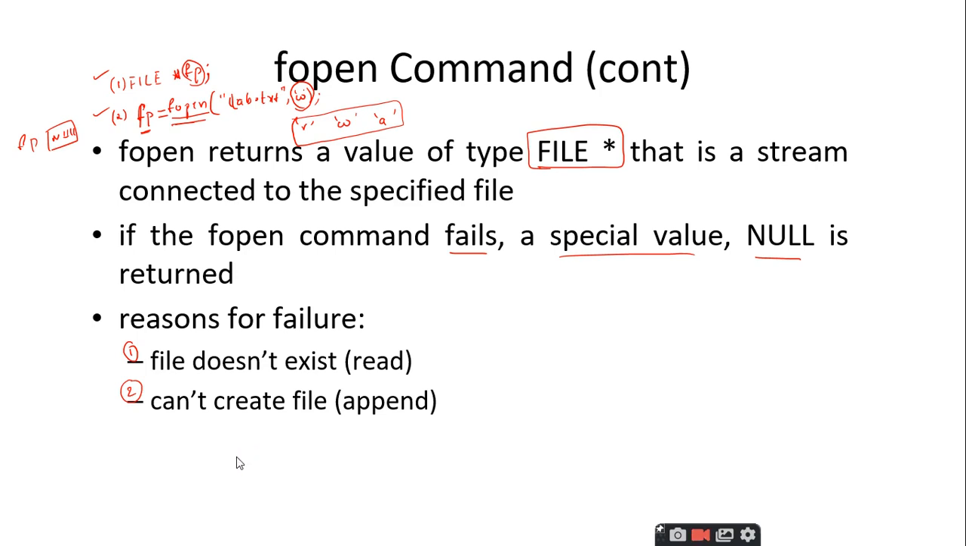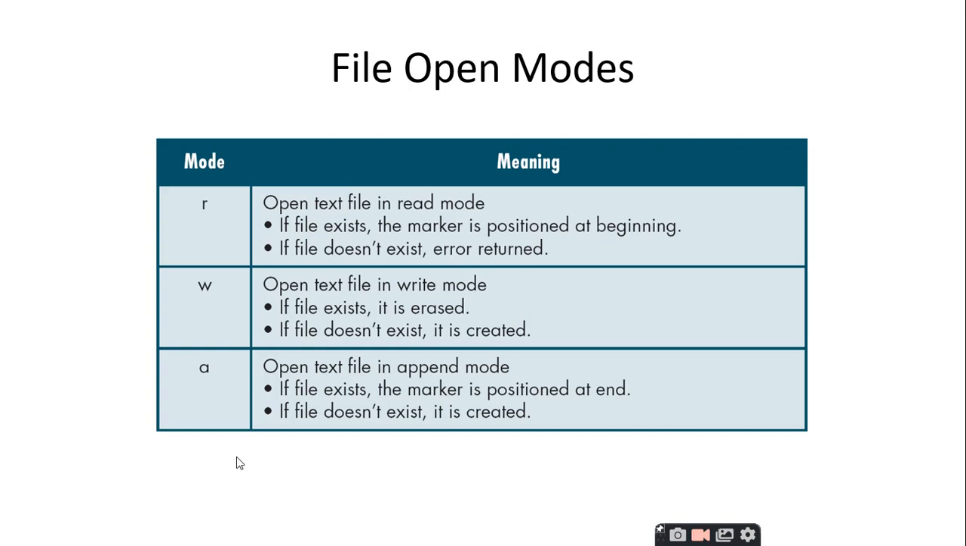So we are going to go deep into the discussions of different modes again. So read mode, open text file in the read mode. This is very important, right? What happens if the file exists, and what happens if the file does not exist? For example, let me say that I have a file lab.txt.